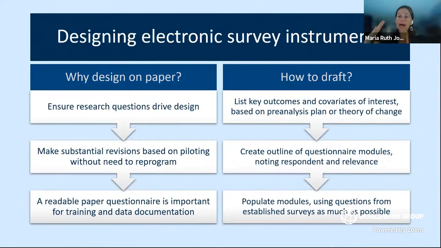And then from that, creating an outline of the different modules you'll need in the questionnaire, noting for each module the respondent and the relevance. Like, will it apply to all types of respondents? Will the respondent for all modules be the same? And then once you have that overall outline structure, populating each of the modules.